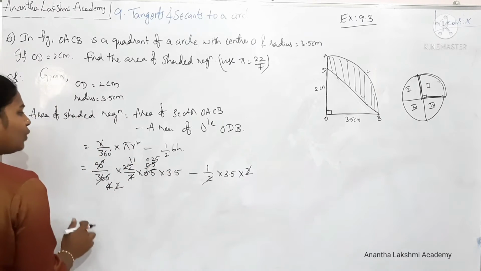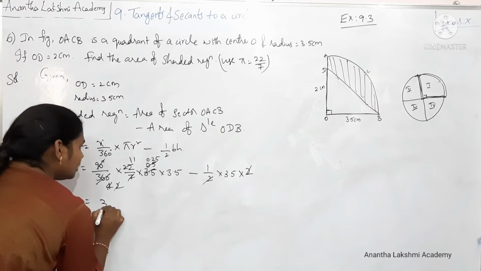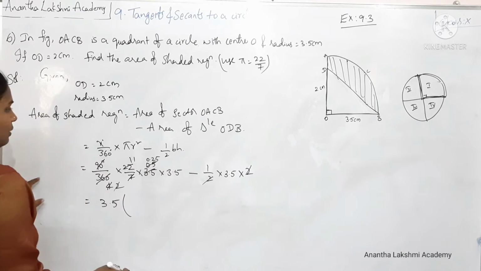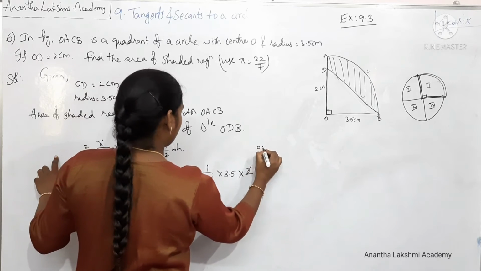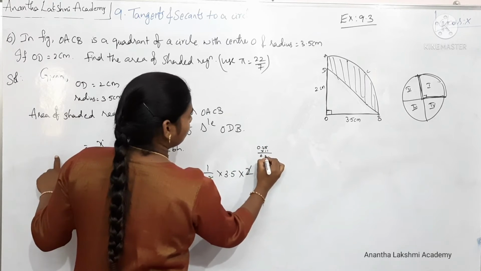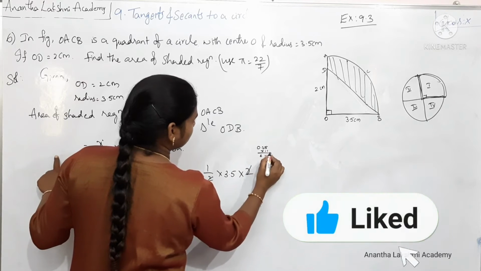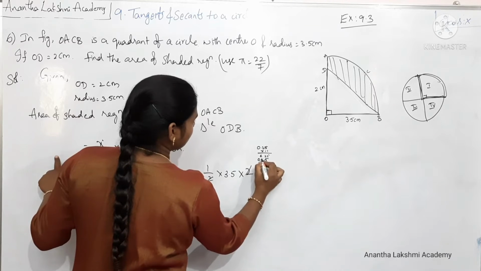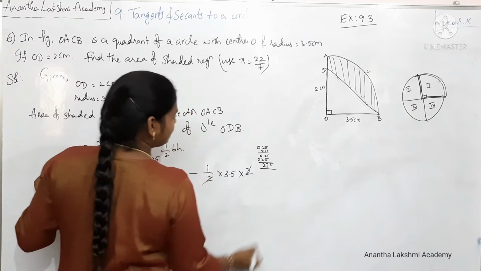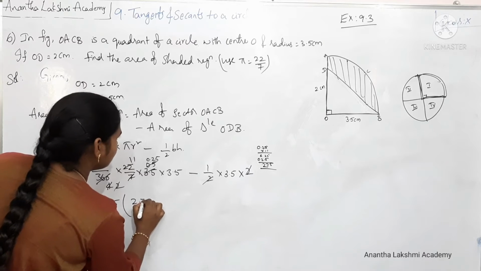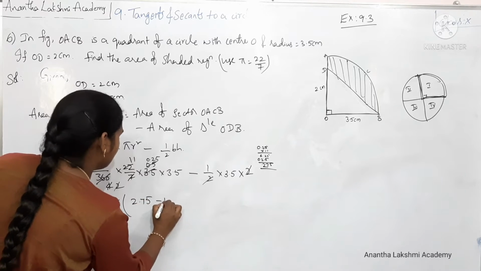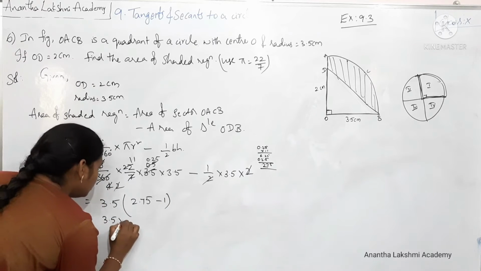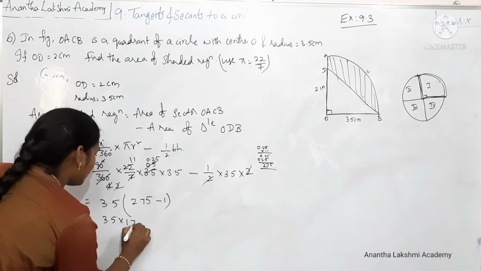If I take 3.5 common here, 3.5 is a common multiple in both of them, no? 11 into 0.25. So this is like 0.25 into 11, and 0.25. That is going to be 2.75, right? 2.75 minus 1. Here I took this as common. So this is like 3.5 into 2.75 minus 1, which is 1.75.